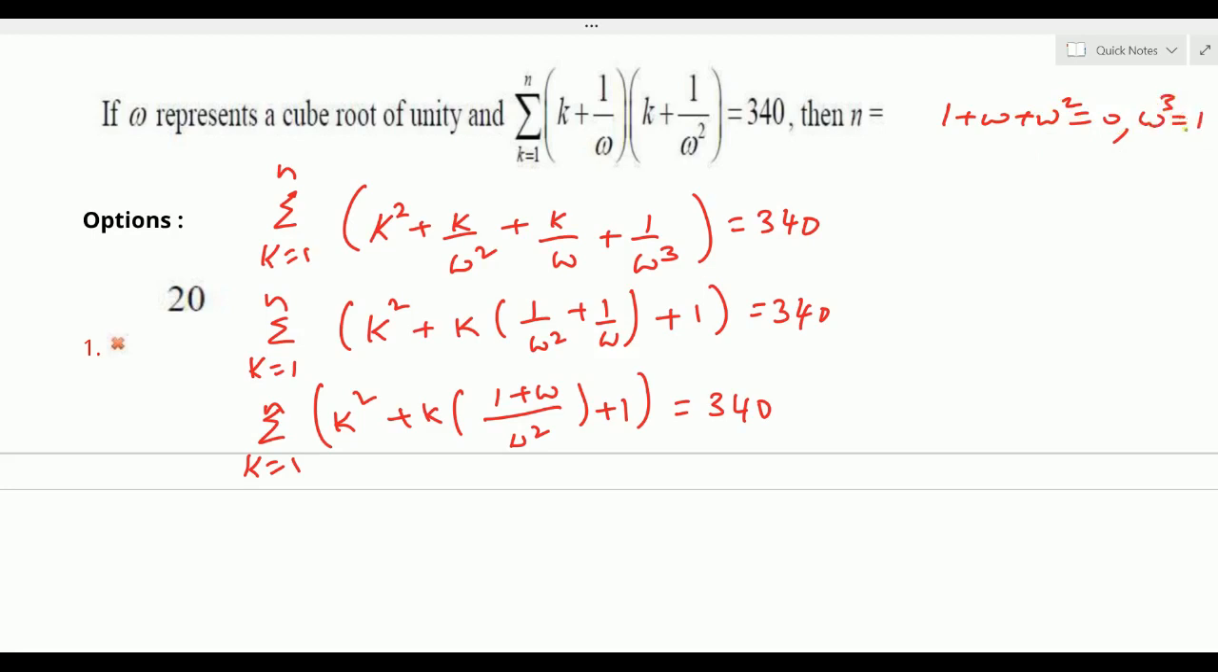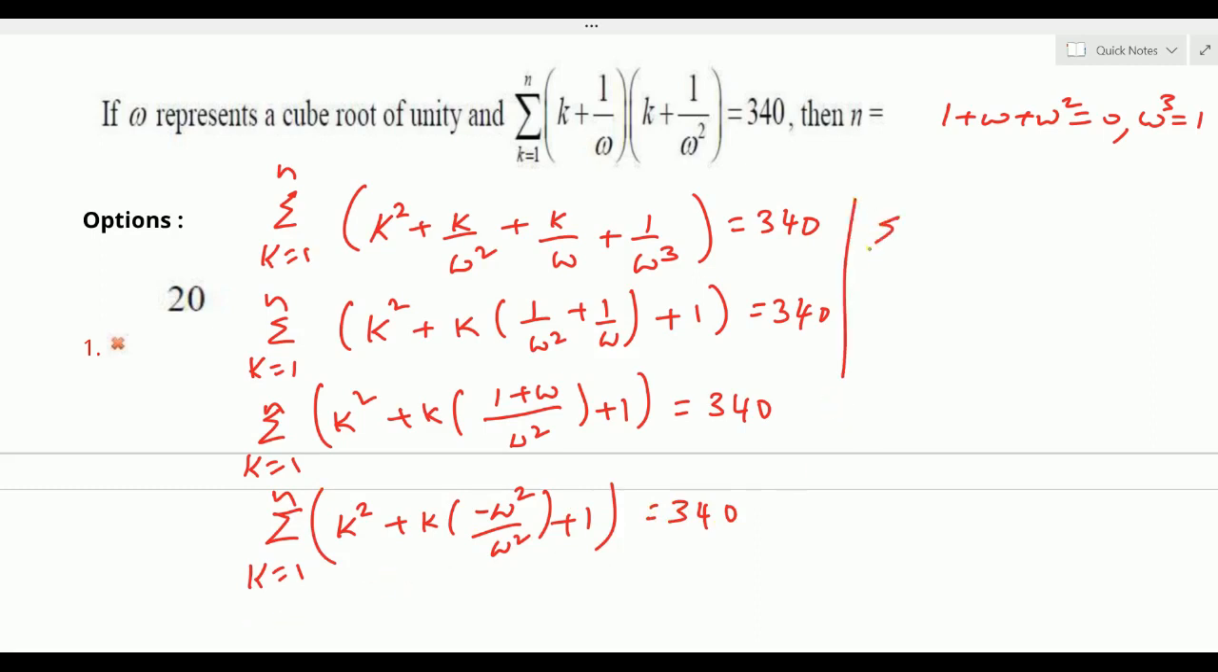ఇవి మనం యూజ్ చేసుకోవాలి ఎక్కడైతే కాంప్లెక్స్ క్యూబ్ రూట్స్ ఆఫ్ యూనిట్ వచ్చిందో అక్కడ. సో ఇప్పుడు 1 plus omega ప్లేస్ లో మైనస్ omega square రాయొచ్చు. Therefore sigma k varies from 1 to n, k square plus k into minus omega square by omega square plus 1 of sigma of expansion is given as 340, right? Next omega square gets cancelled, therefore this becomes sigma k varies from 1 to n, k square minus k plus 1 is equal to 340.